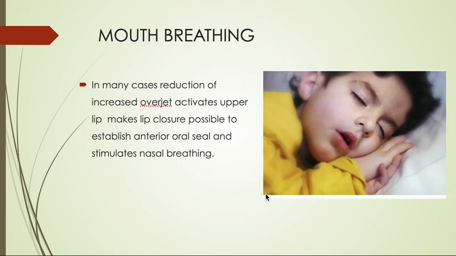Mouth breathing. In many cases, reduction of increased overjet activates the upper lip, making lip closure possible to establish an anterior oral seal and stimulates nasal breathing. Sometimes what happens is when the tooth is proclined, the patients will be unable to close the lip. So they will be having incompetent lips. So by correcting the proclination, they will achieve a lip seal. So the mouth breathing habit will be reduced.